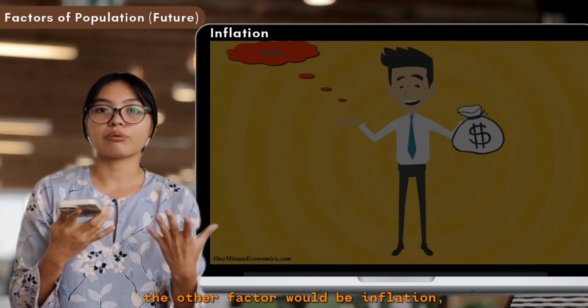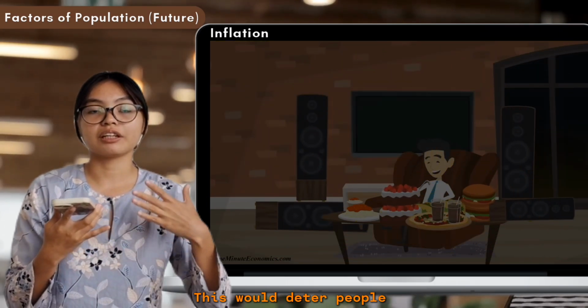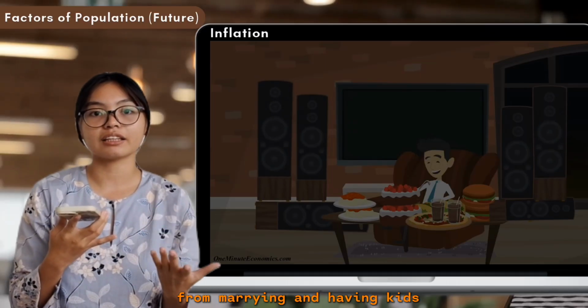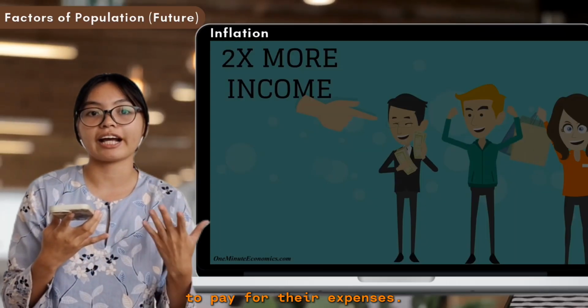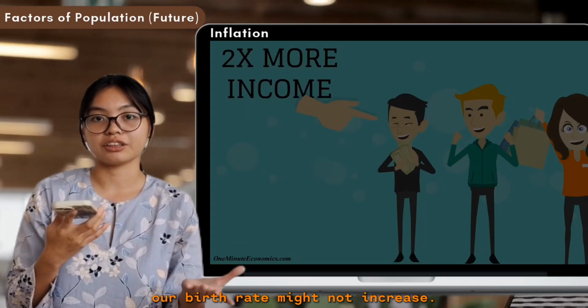Lastly, the other factor would be inflation, which increases the cost of living. This would deter people from marrying and having kids, as it would cost a lot to pay for their expenses. Therefore, our birth rate might not increase.